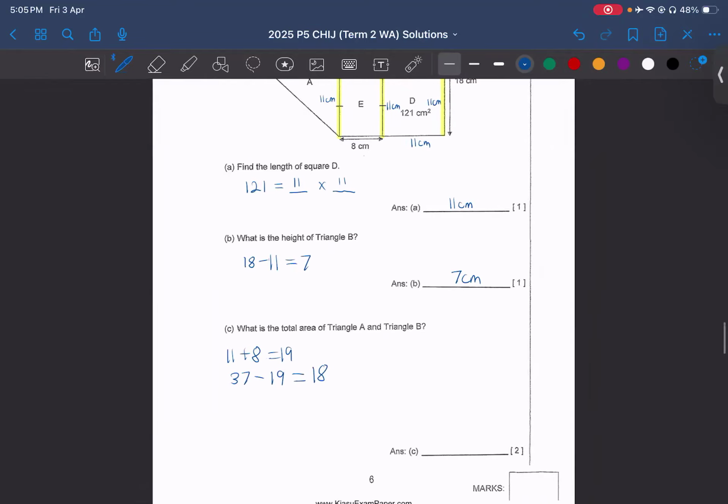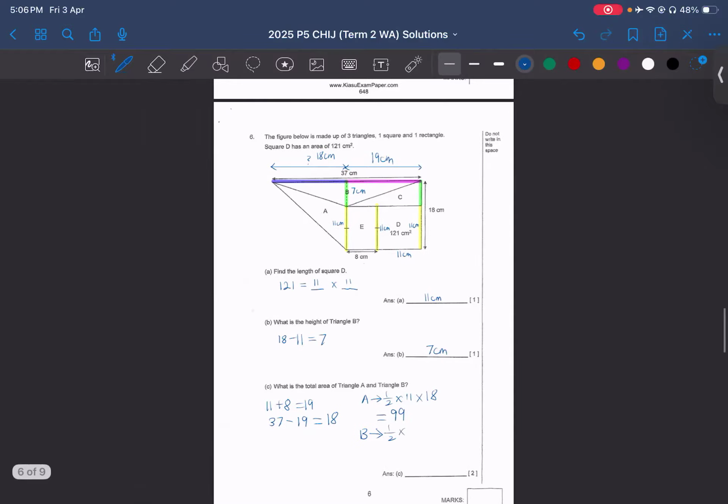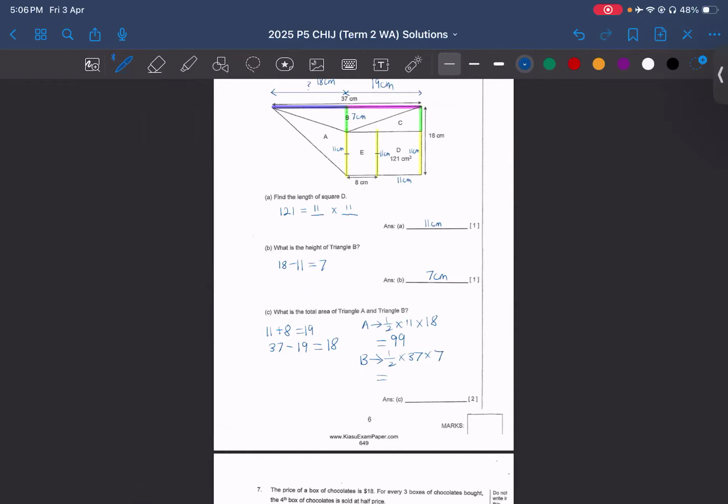So to find the area of triangle A, we take half times my base, which is 11 centimeters, times my height, which is 18 centimeters. Half times 11 times 18, if you put it in your calculator, you will get 99. And then to find the area of triangle B, we take half times the base, which is the 37 centimeters, multiplied by your height, which is 7 centimeters.